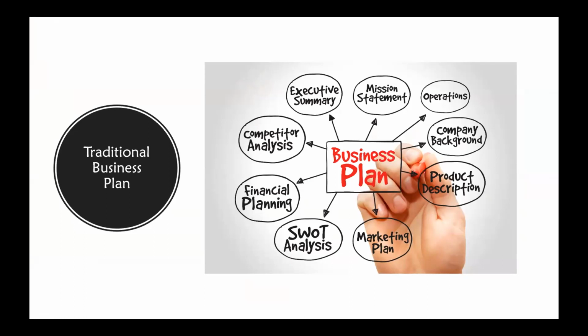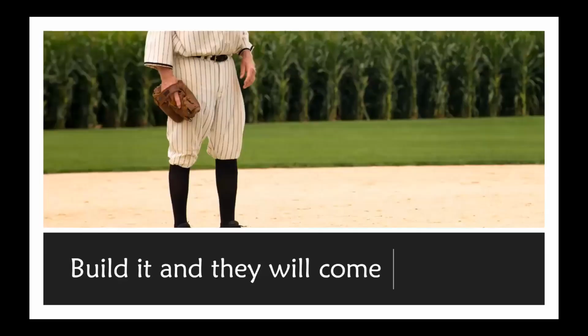In this picture that you see of a business plan, look at everything that's around there. Executive summary, mission statement, operations, company background. The one thing that's missing here, the customer. How could you possibly build a business plan without understanding who your customer is? Two things I'll point out here. Build it and they will come happens only to Kevin Costner in movies. Does not happen to product owners in the real world.